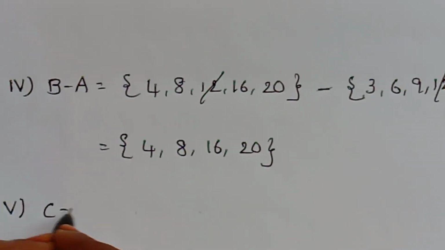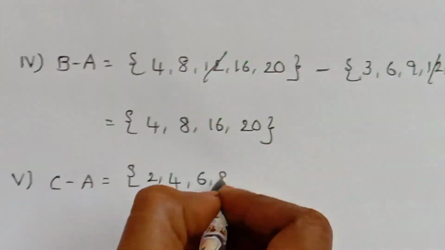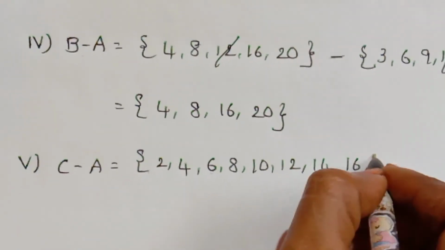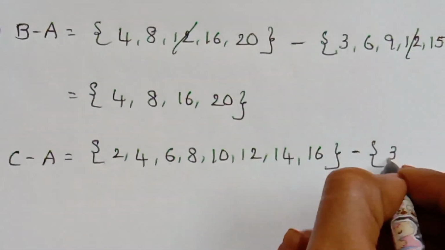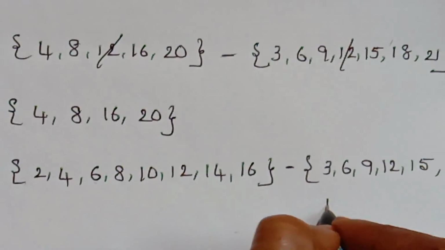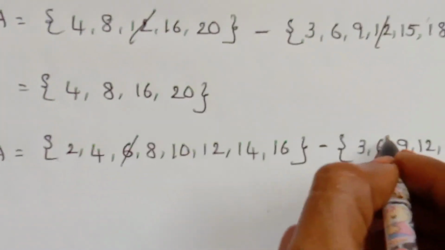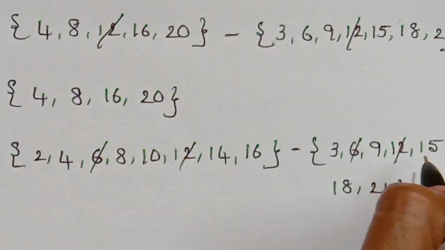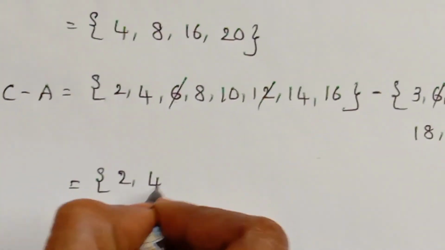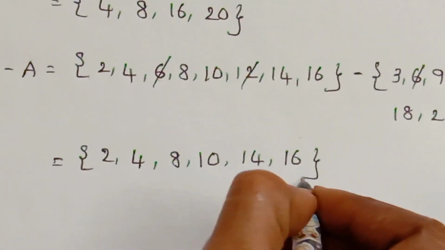Fifth one, C minus A. C set is 2, 4, 6, 8, 10, 12, 14, 16. Minus A, 3, 6, 9, 12, 15, 18, 21. 6 and 12 are common. Remaining elements 2, 4, 8, 10, 14, 16.